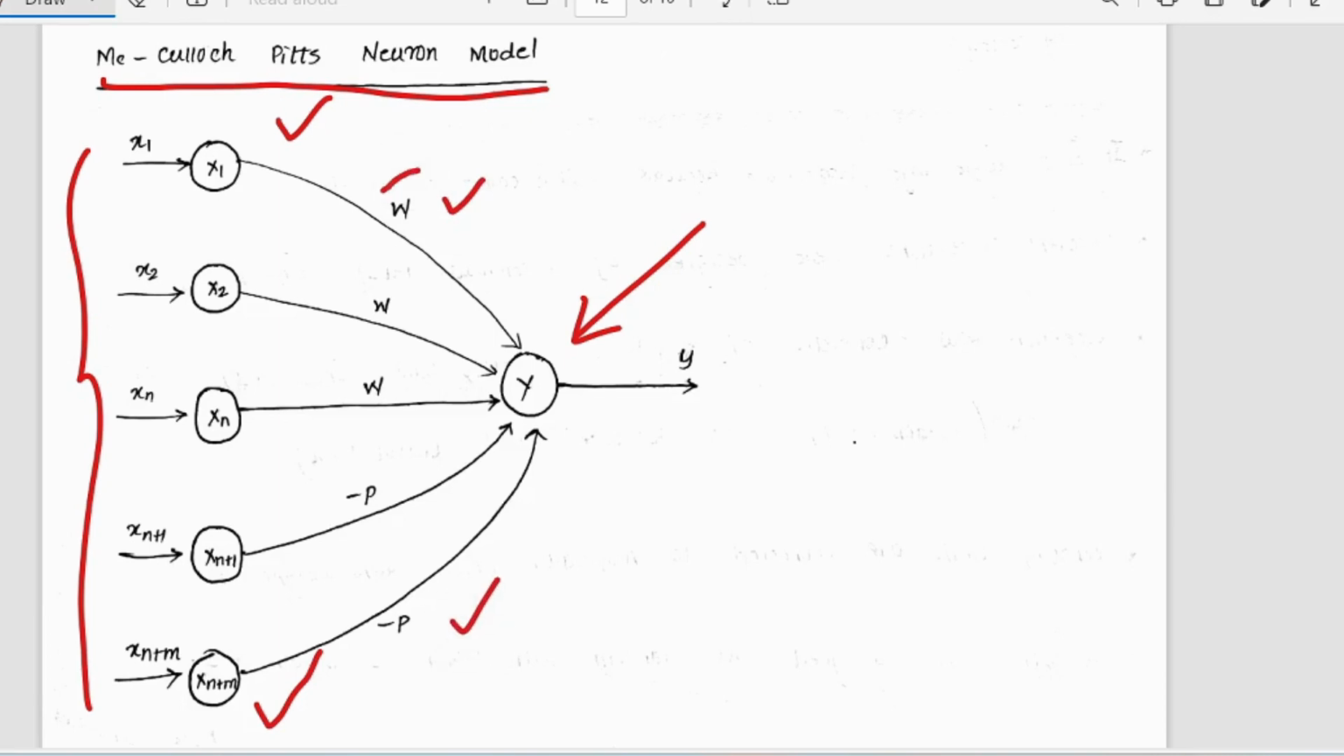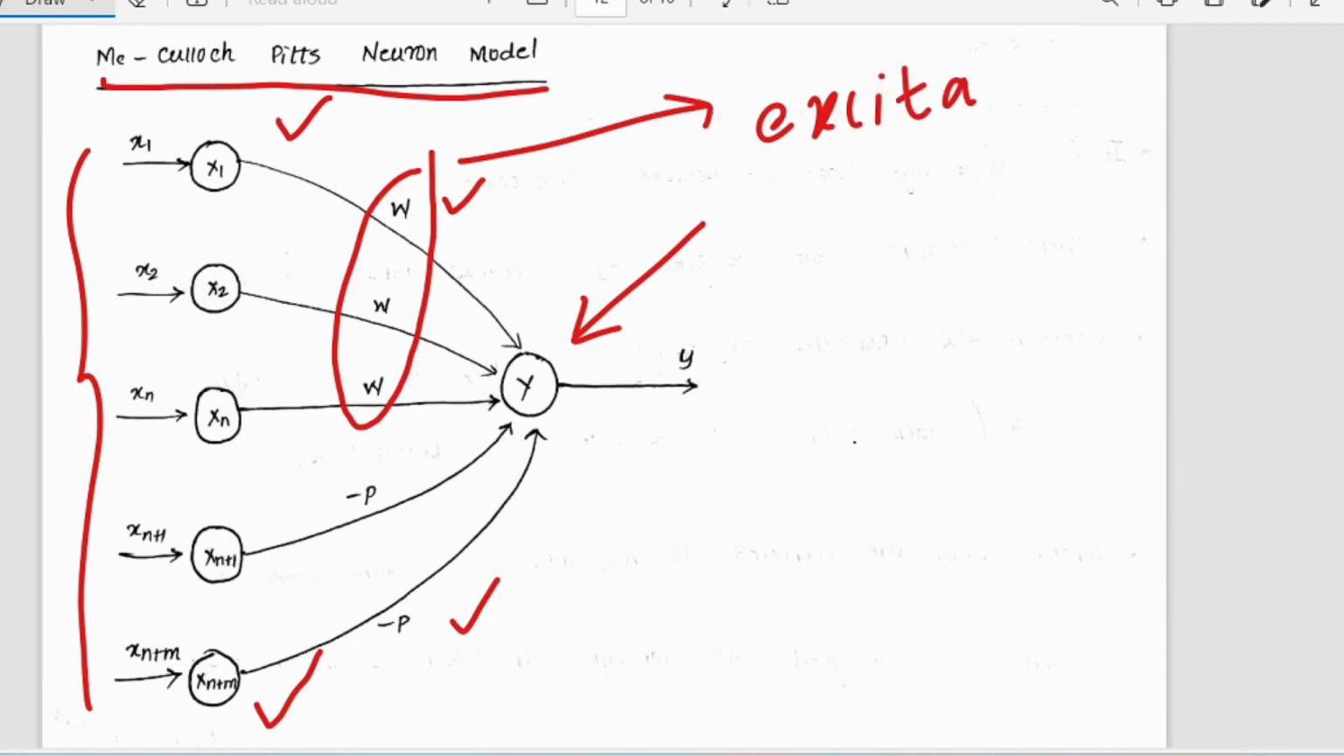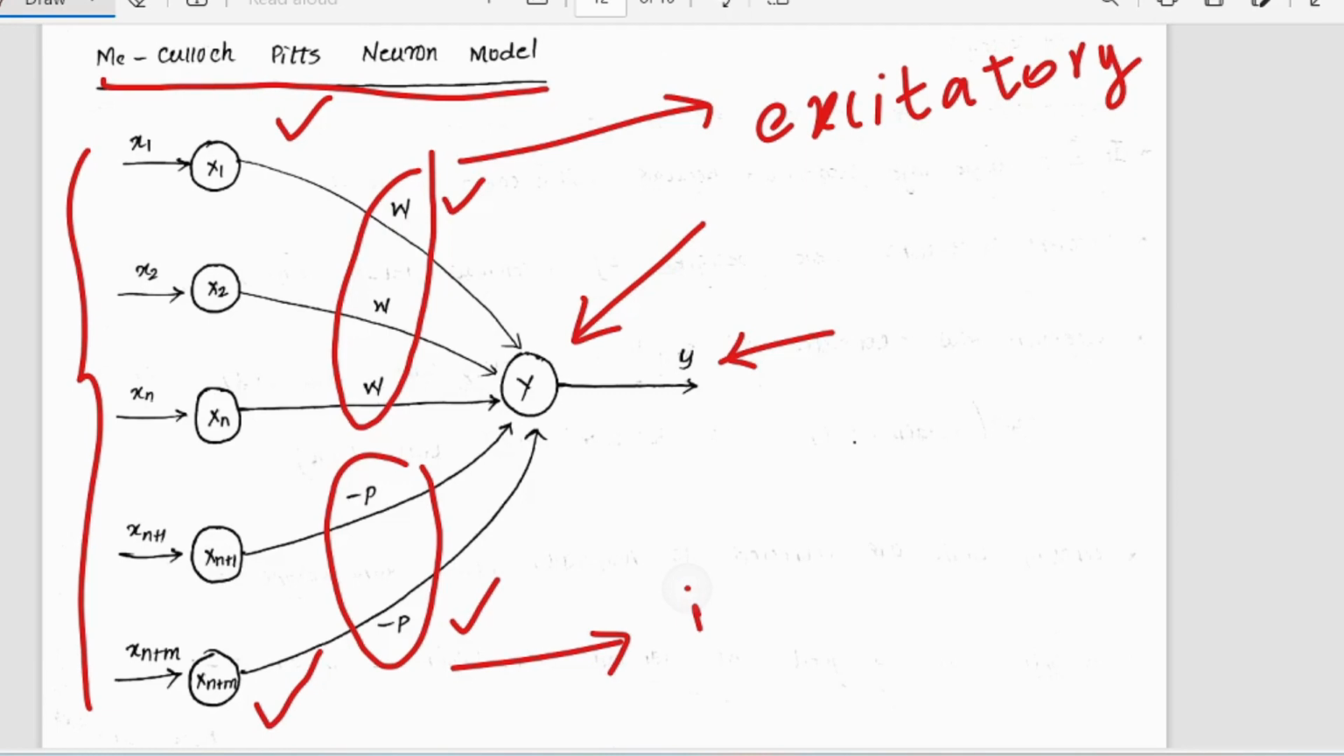There is a set of weights which are positive, and these weights are called excitatory weights. That is, they help to fire the neuron y. Whereas there is another set of weights called -p, which are less than 0, and they are called inhibitory, because they will try to bring y down to 0, so that they do not help y to fire.